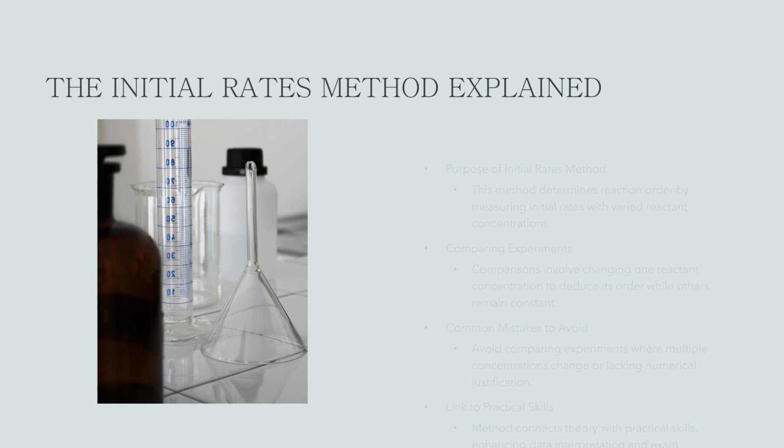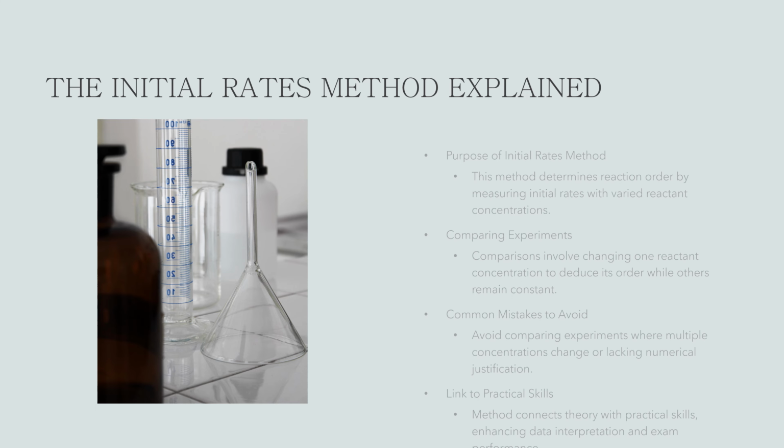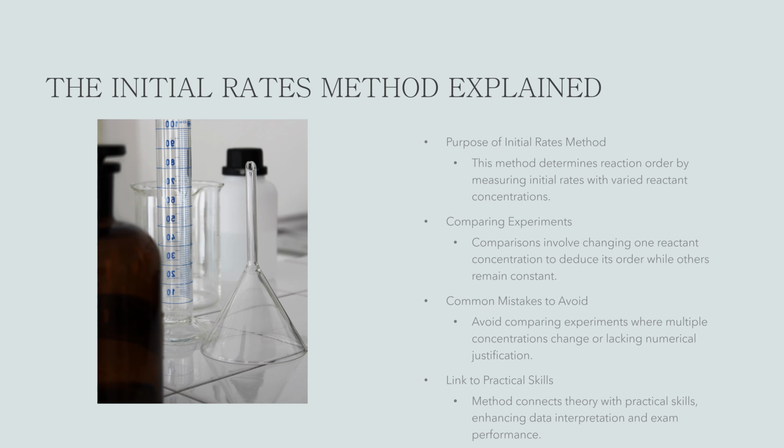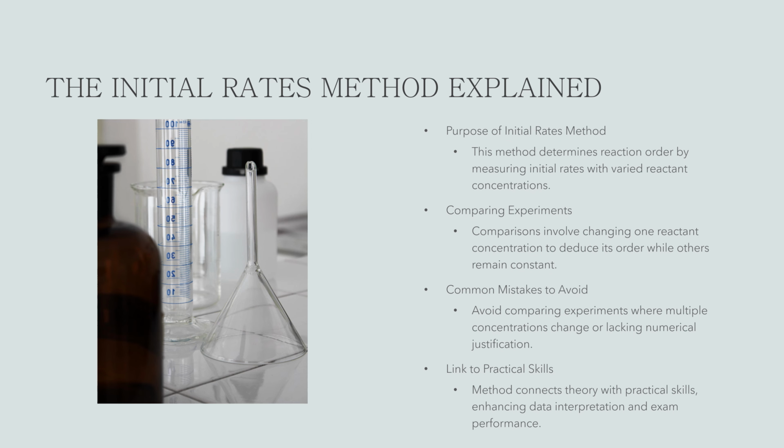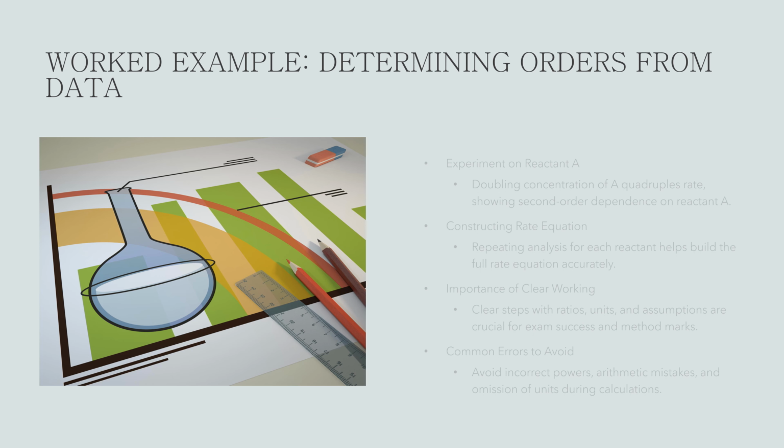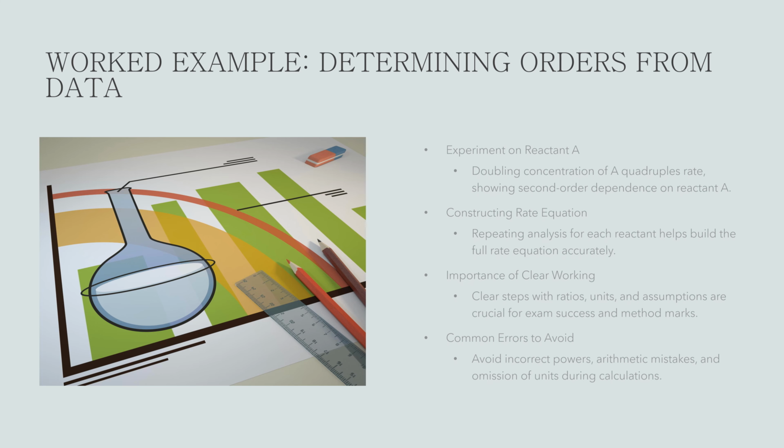The initial rates method involves measuring the initial rate of reaction for a series of experiments in which the initial concentrations of reactants are systematically varied. By comparing pairs of experiments where only one reactant concentration changes, the order with respect to that reactant can be deduced. Worked examples are essential for developing confidence with rate equation questions.